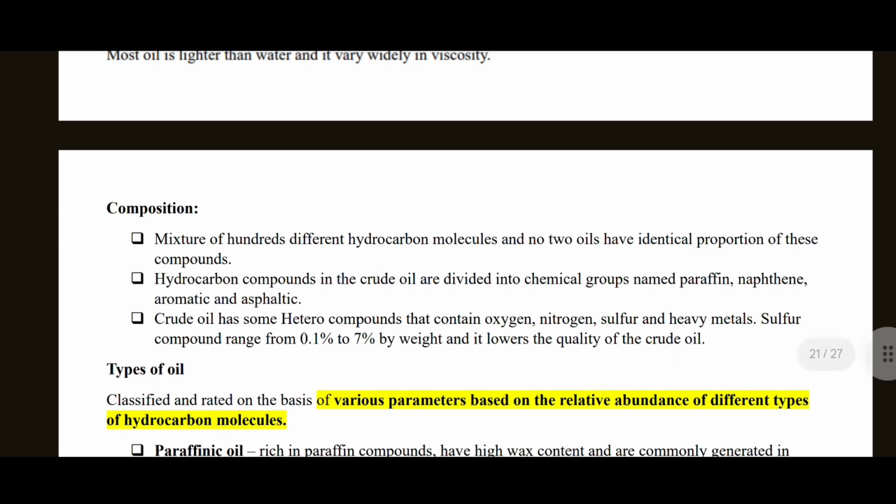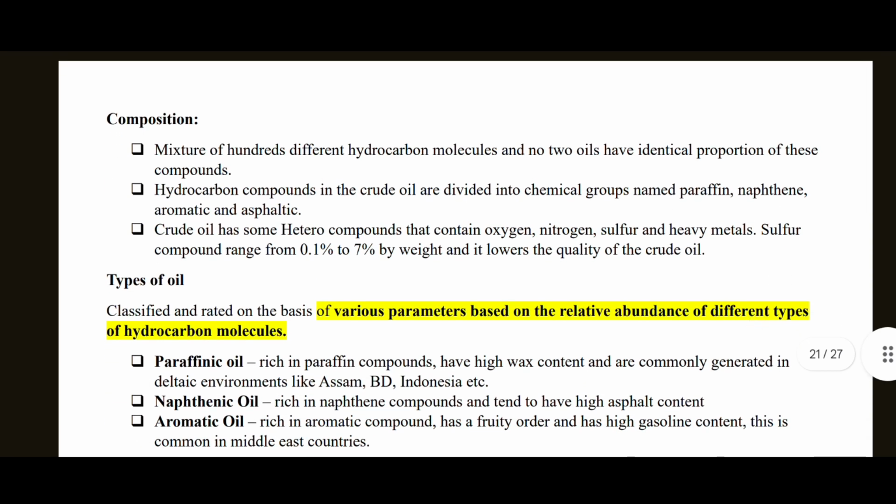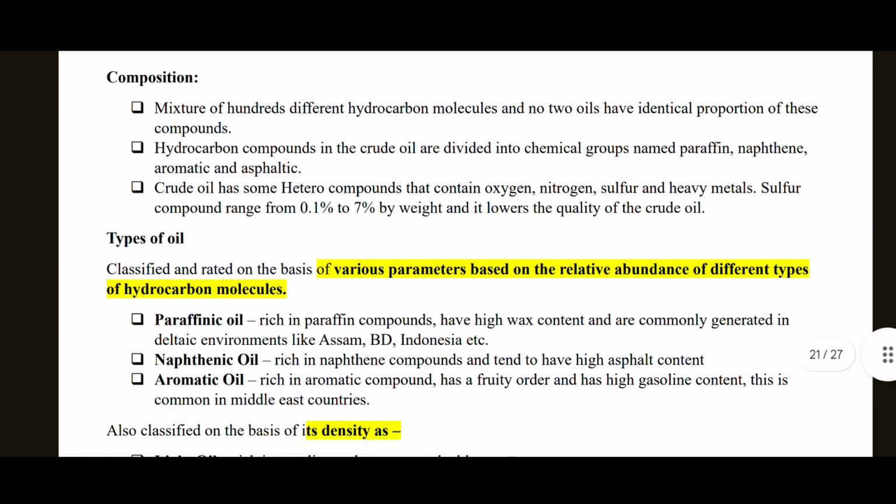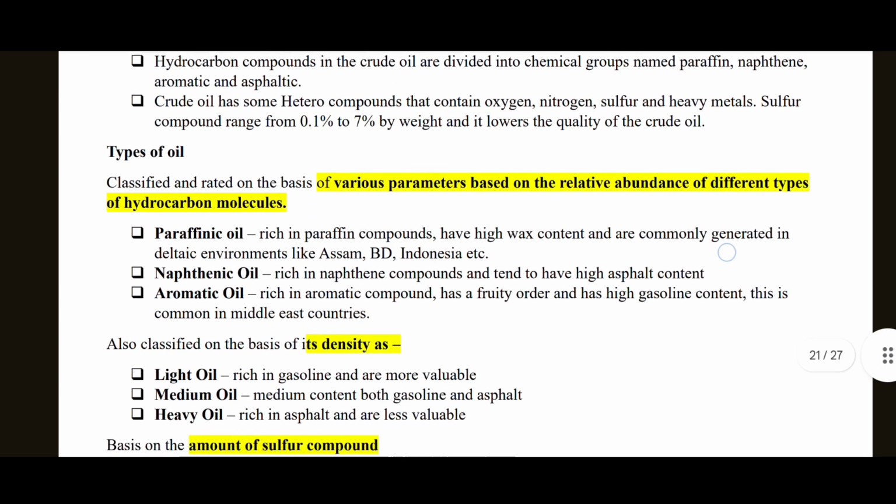Composition: we get a mixture of hundreds of different hydrocarbon molecules, and no two oils have identical proportions of these compounds. Hydrocarbon compounds in crude oil are divided into chemical groups named paraffin, naphthalene, aromatic, and asphaltic. Crude oil also has some hetero compounds that contain oxygen, nitrogen, sulfur, and heavy metals. Sulfur compounds range from 0.1 to 7% by weight, and they lower the quality of crude oil.